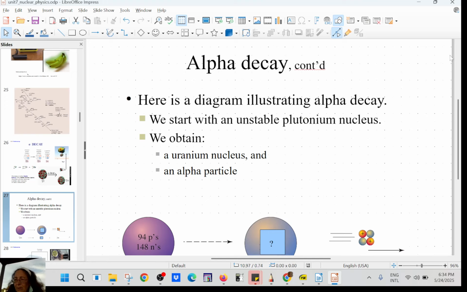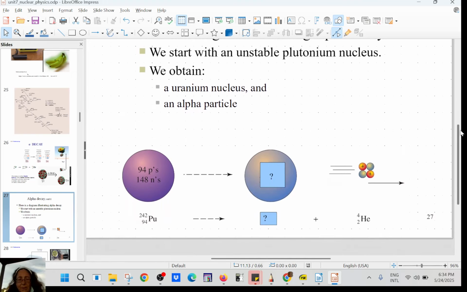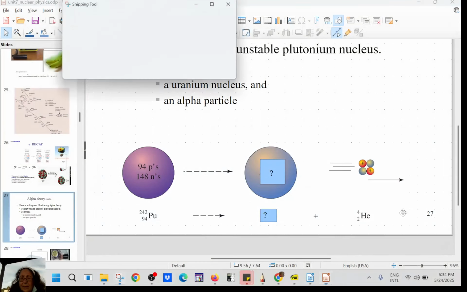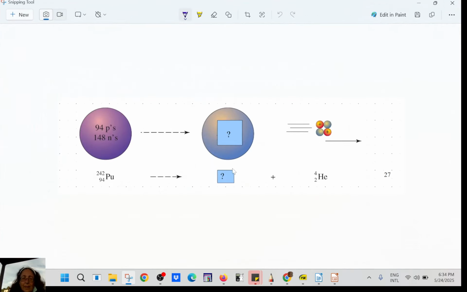So here, just as a practice, you can try to do this one, right? You have plutonium-94. So it's one of the isotopes of plutonium. What is this nucleus here? Okay. So you can stop the video and try to do that. So I'm trying to do like a short review, right? So here you can call that X. You see, this is 2 here, and this is 94. So that has to be 92. This is 4, and this is 242. So that has to be 238.